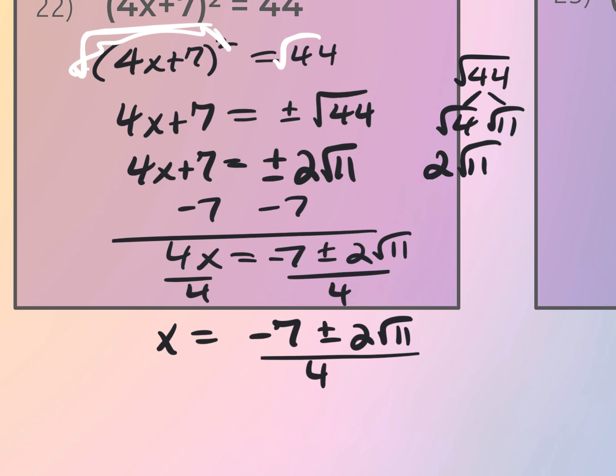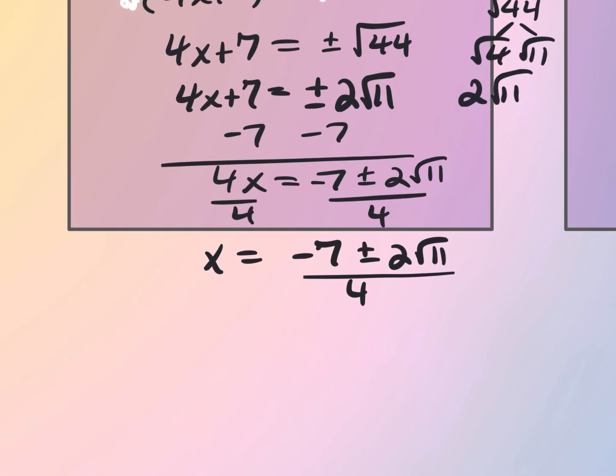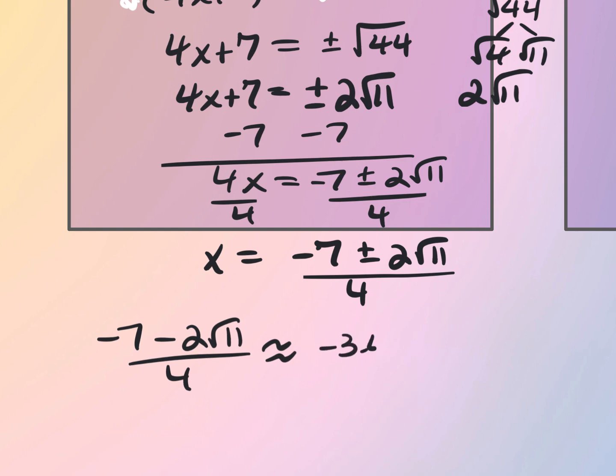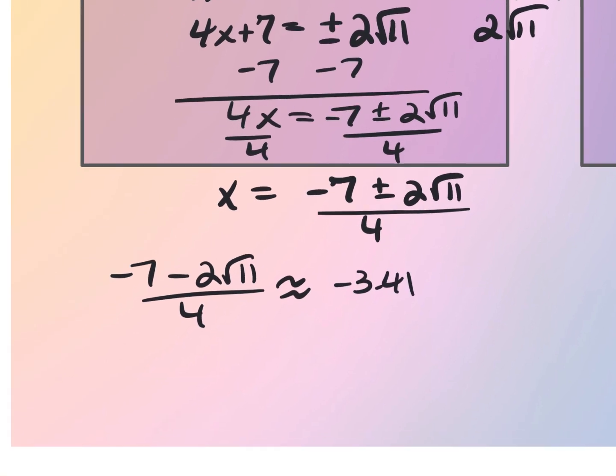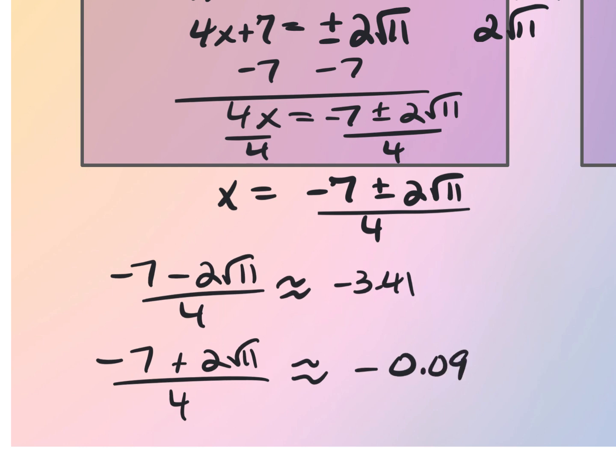Again, for WebAssign, we're pulling it apart. So -7 minus 2 square root of 11 over 4, which is approximately -3.41. And then we have -7 plus 2 square root of 11 over 4, which is approximately 0.09.